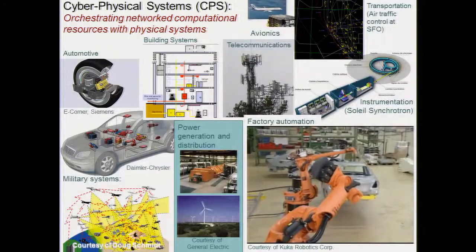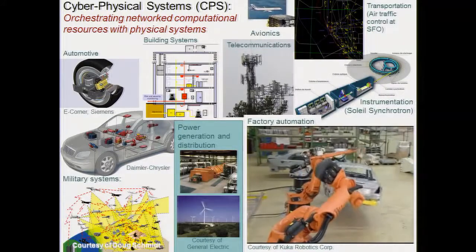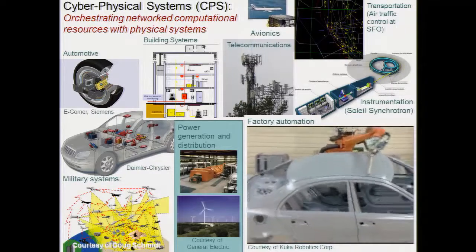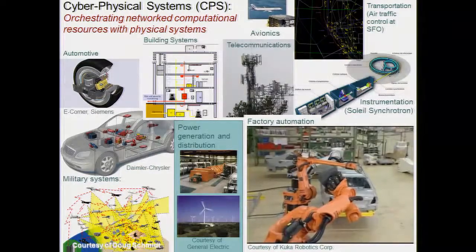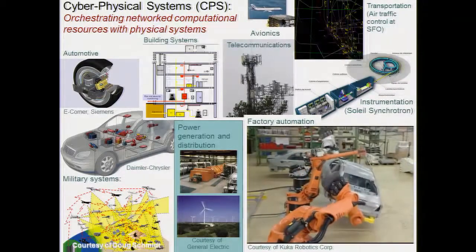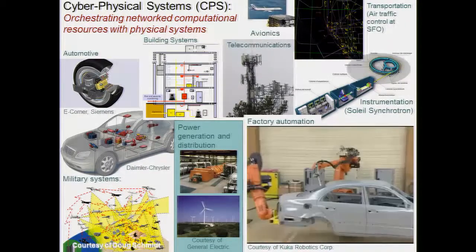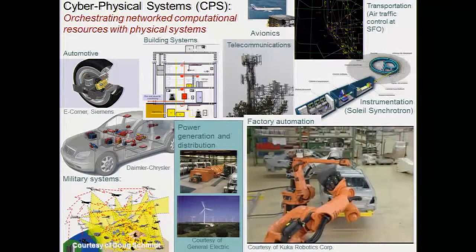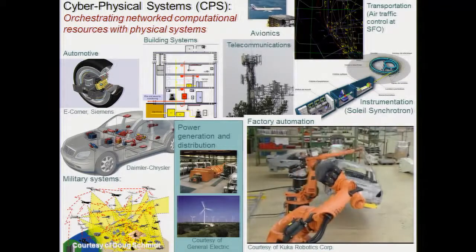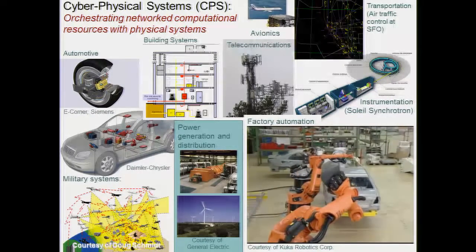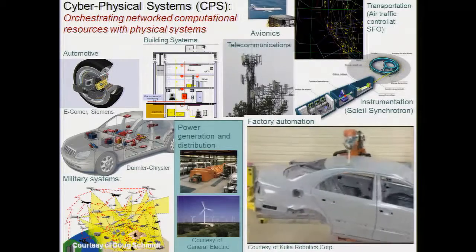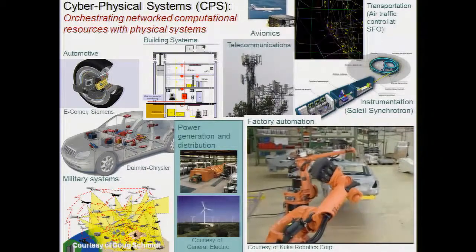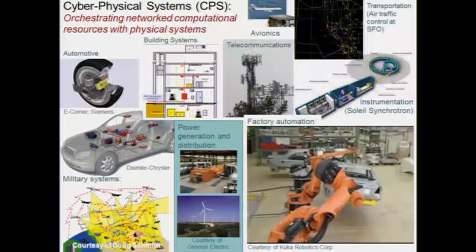What you see here is a combination of things that can all be considered embedded systems or cyber-physical systems. So first of all, what is a cyber-physical system? It's a combination of logic, for example a computer program that runs on a microprocessor, and the physical world. So it's a combination of the two, and that's the reason why they are called cyber-physical. It's a combination of these two different worlds.